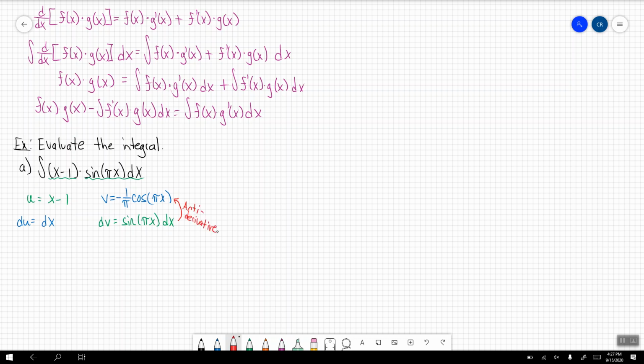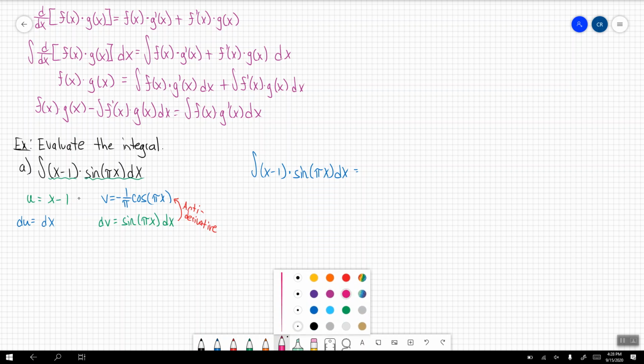All right. So once we have this, then we can go through and set up our integral. The integral that we were initially looking at was the integral of x minus 1 multiplied by sine of pi x dx. Well, this now separates into u times v minus the integral of v du. And what you're going to see me do a lot is take u times v, and then subtract the integral of v du.